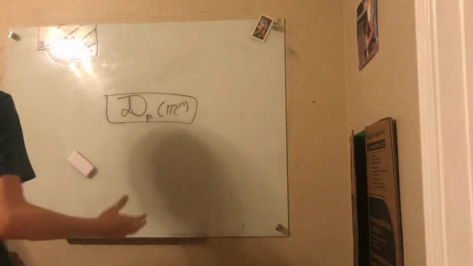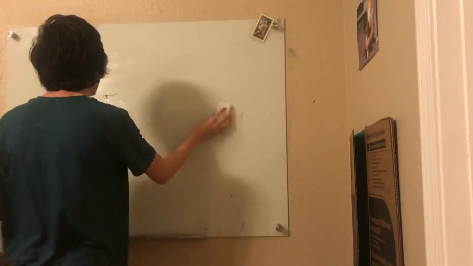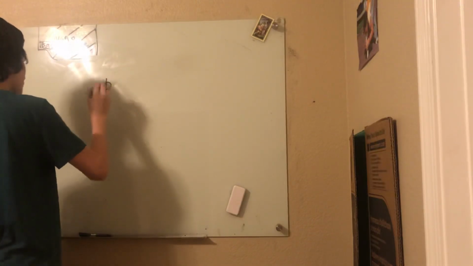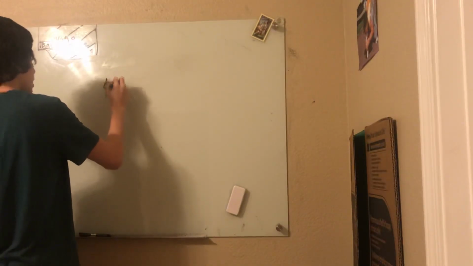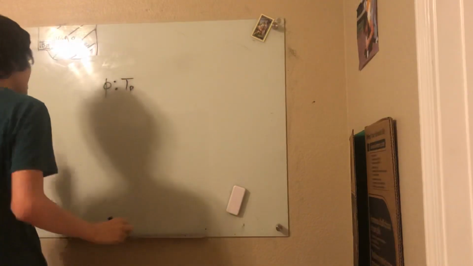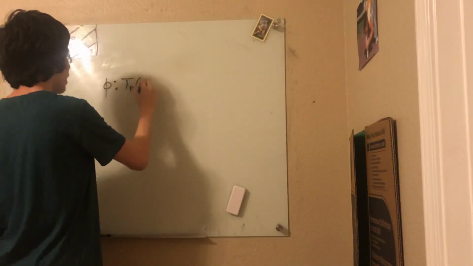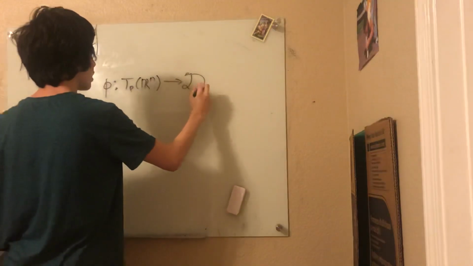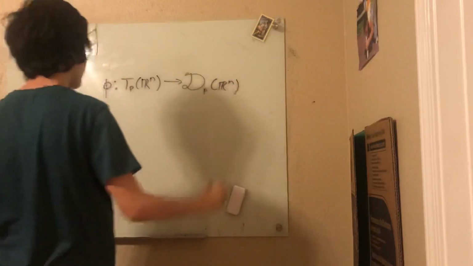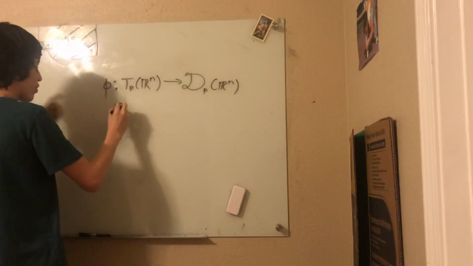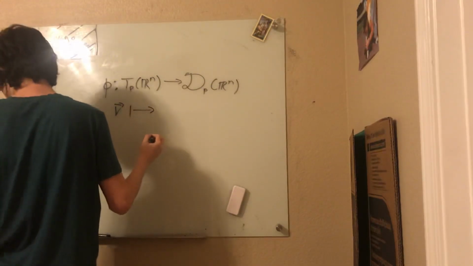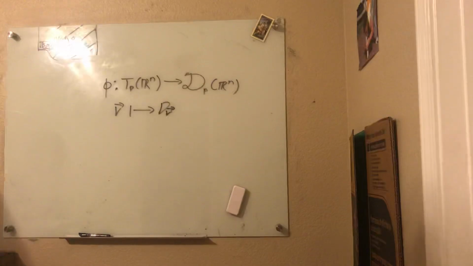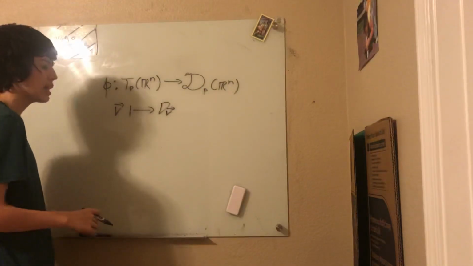Now, this is where it gets interesting, right? This is really why we defined all that mumbo jumbo, because we can actually build a function between the tangent space at P of R^n and the set of all derivations at P of R^n, which is just going to be a mapping from v to D_v, right?